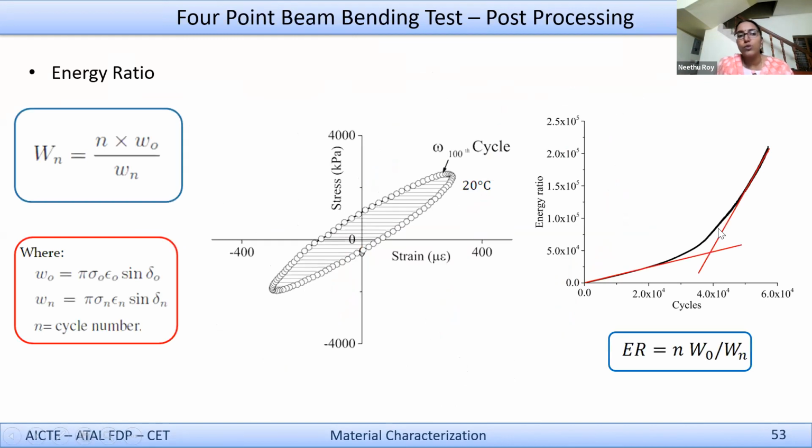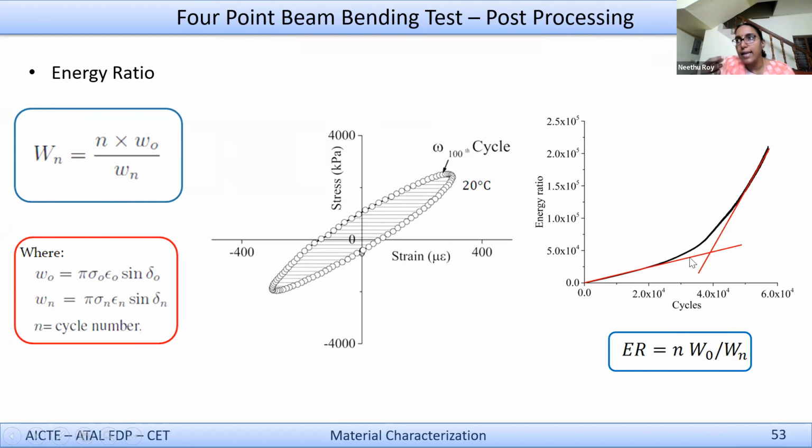Now, the third approach is using the energy ratios. You can compute energy, again from the stress strain curve. Energy is calculated as pi sigma 0 epsilon 0 sine delta 0, where sigma and epsilon are the stress and strain, and delta corresponds to the phase angle. Now we take the original energy W0 divided by the energy at cycle n, Wn, and N times W0 by Wn gives you the energy ratio, as you see here. Sorry, it is denoted. So you can plot an energy ratio.